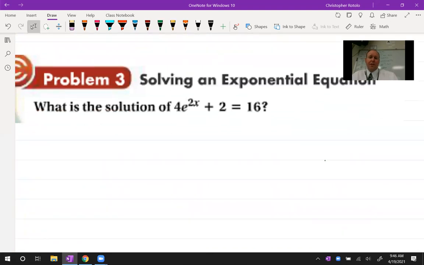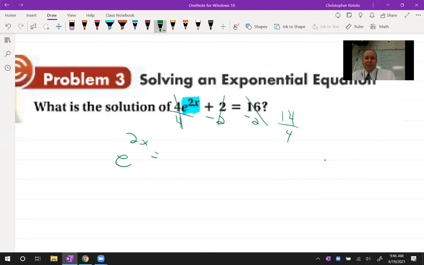In the next one, we're trying to get this e to the 2x power all by itself. That's goal number 1. So goodbye 2. I'm at 14. Let's get rid of the 4 by dividing. So e to the 2x turns out to be 14 over 4, which is 7 over 2. So I'm going to call it 3.5.